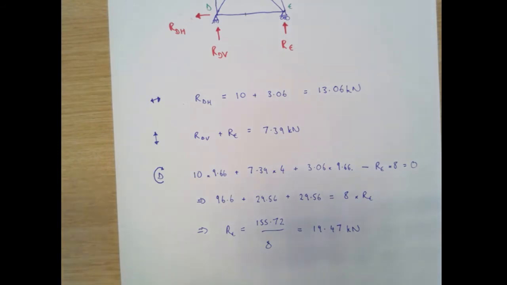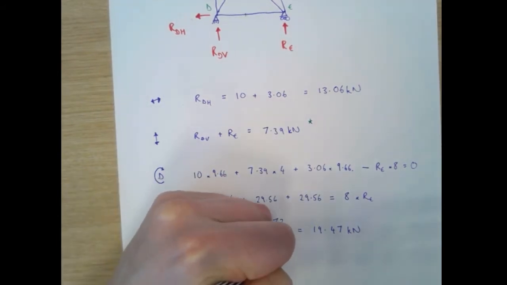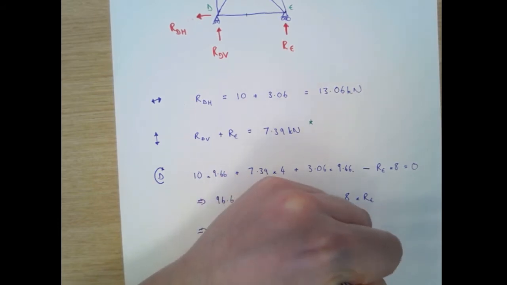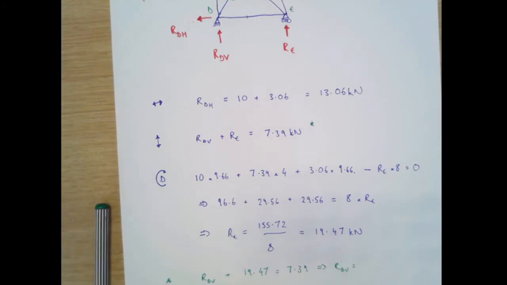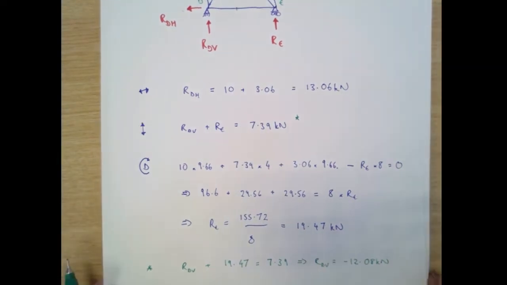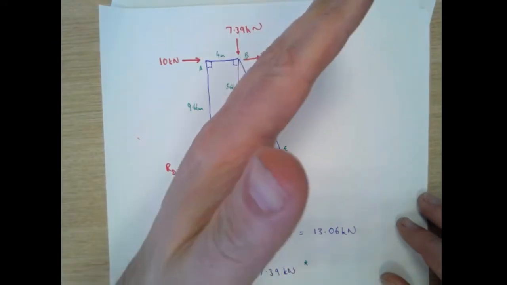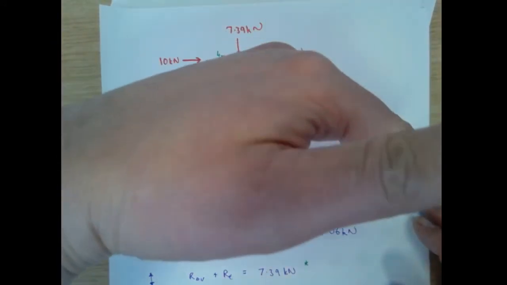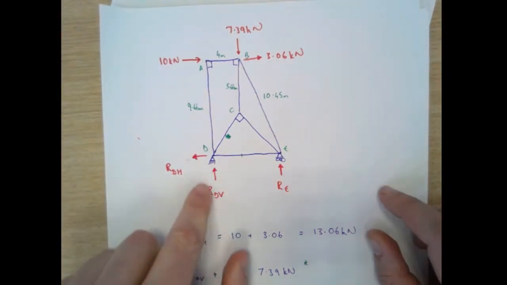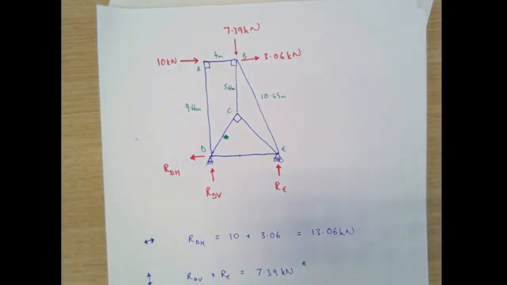Positive. We know that if I take this line here, that will give us RdV plus 19.47 equals 7.39, so RdV equals, and it's going to be negative, 12.08 kilonewtons. So what's really happening there is these forces at the top are kind of pushing everything over so much, creating such a moment that actually the whole structure wants to tip over like that, and RdV is kind of pulling downwards. So this sign that I've drawn here is wrong. It's either negative 12.08 with this sign or positive 12.08 pointing down. But either way, that's fine.